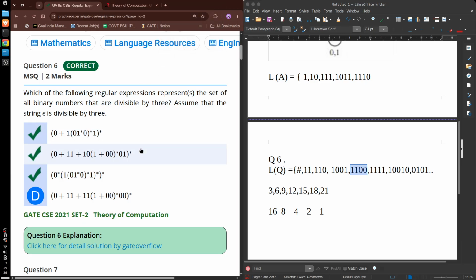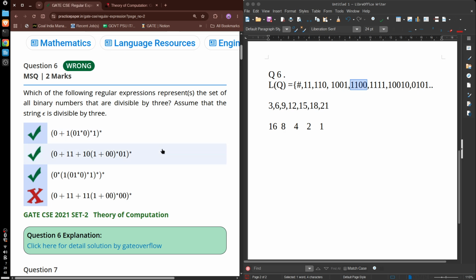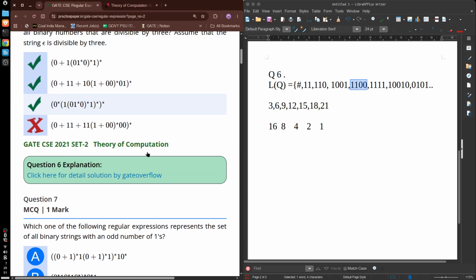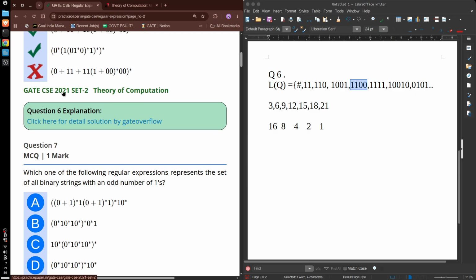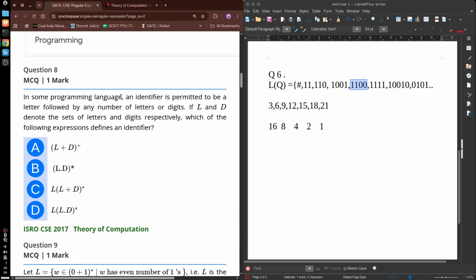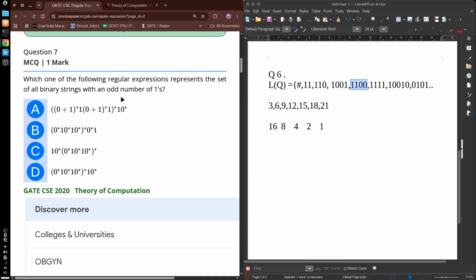We are able to identify our language, by the way, because we made a few mistakes, because I was writing on this desktop. That's why it was a mistake, right? Next, let's go with this question. This question was in 2021, and it was asked again in 2020, right? So they ask a regular expression question every year, by the way. Let's go with: which one of the following regular expressions represents the set of all binary strings with an odd number of them. Here we go again.